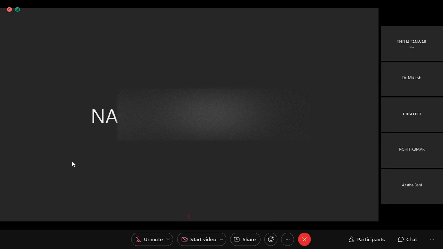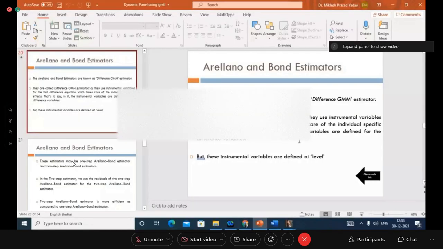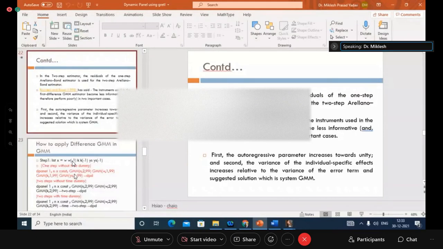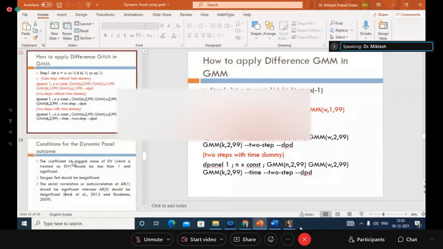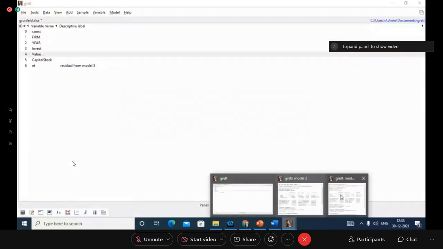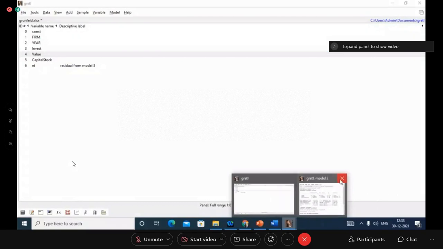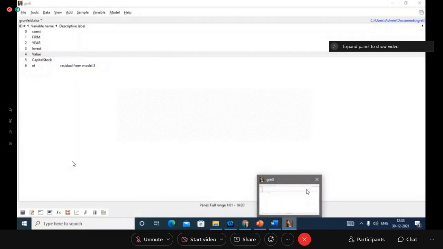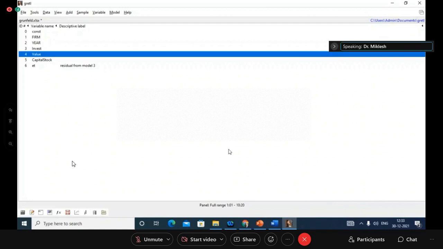So let me share. We have understood the Arellano and Bond estimator, which is difference GMM. Now the question is how to apply GMM. Let me talk about this. Okay. So we'll be doing it on another data set. Let me share the data.